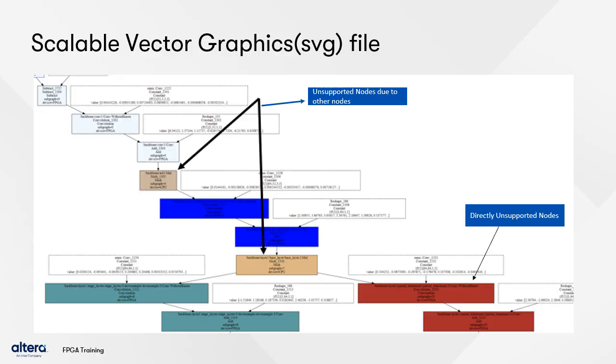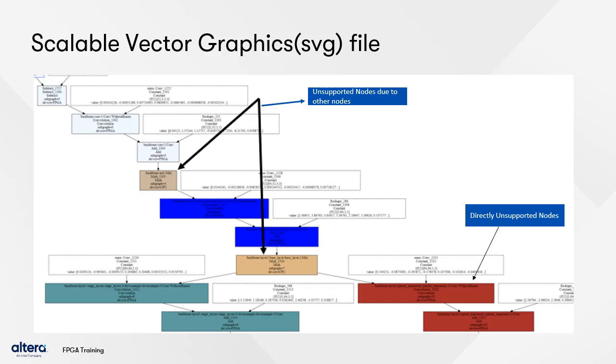The unsupported layer chains report contains a visual representation of the unsupported layers of the model. The report is structured to highlight nodes as follows. Nodes that are directly unsupported by the FPGA AI Suite compiler are highlighted in red. Nodes that are unsupported due to other nodes being unsupported are highlighted in orange. Nodes from the original model that have been unsupported are highlighted in blue.